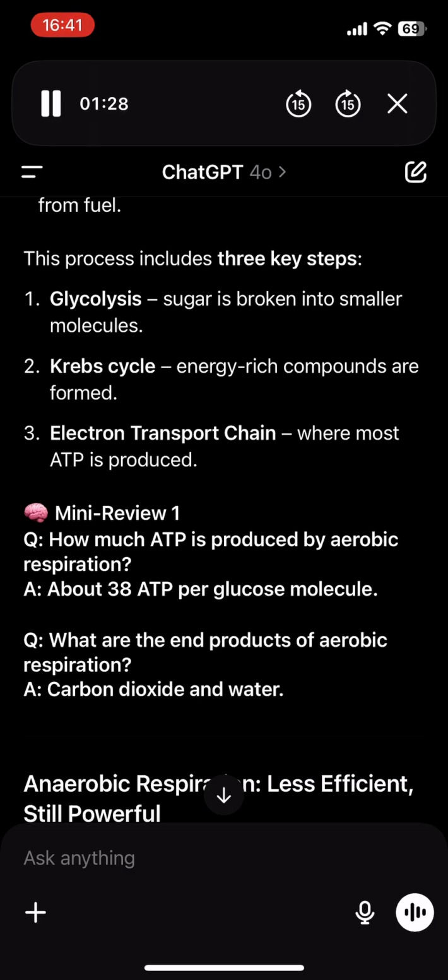Mini review 1. Q. How much ATP is produced by aerobic respiration? A. About 38 ATP per glucose molecule. Q. What are the end products of aerobic respiration? A. Carbon dioxide and water.